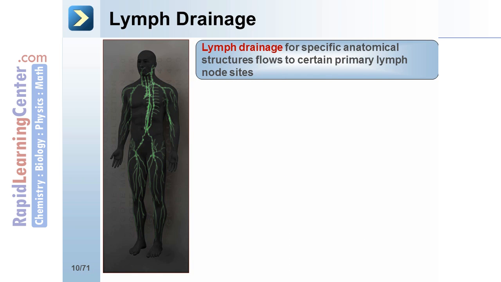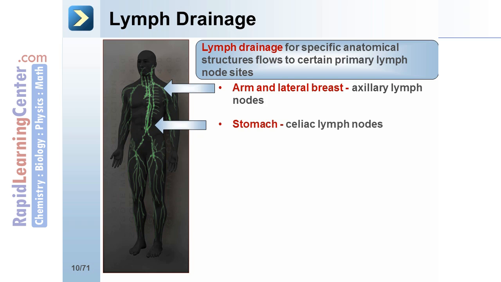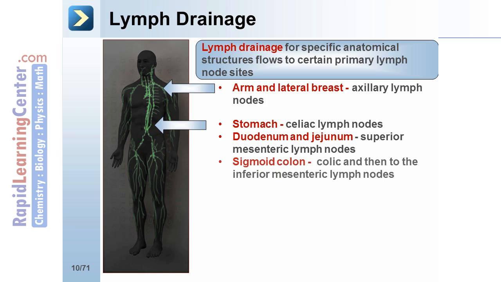It is important to note that lymph drainage for specific anatomical structures flows to certain primary lymph node sites. For example, the arm and lateral breast drain to the axillary lymph nodes. The stomach drains to the celiac lymph nodes. Duodenum and jejunum drain to the superior mesenteric lymph nodes.